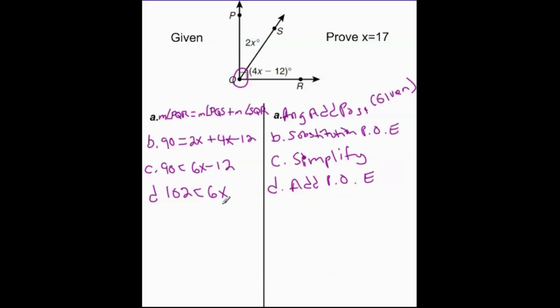One more step. 6 goes into 102, well, 17 times. It goes into 90, 15 times, and that's just 12 over, so that's just 2 more. So we have 17 is equal to x. And we use the division property of equality.